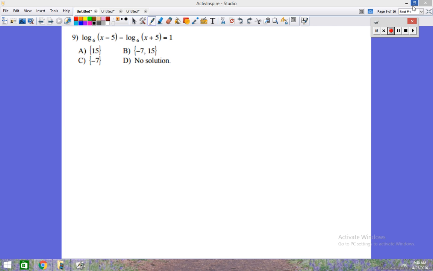Alright, so let's continue this time with solving our log equations. Here we have to check for extraneous solutions. Sometimes we get those, and we can't take the log of 0 and we can't take the log of a negative number, so we must keep that in mind.